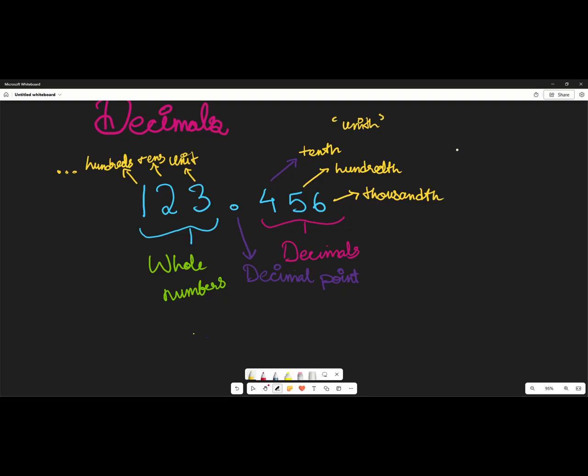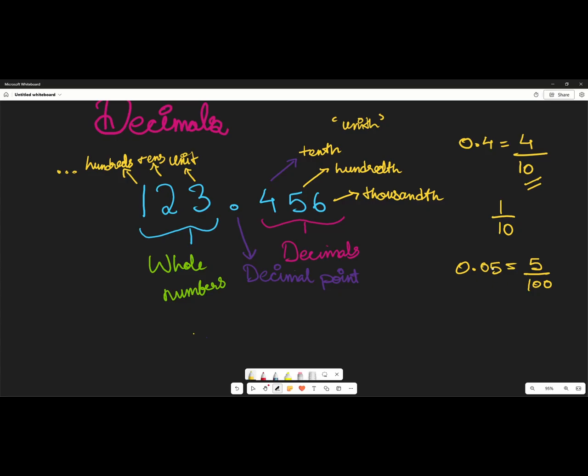is because 0.4 can be written as 4 by 10, right? So it's 4 over 10, or a tenth is 1 by 10, right? So that's why this is called the tenth, this is called the hundredth, because 0.05 is going to be 5 by 100.